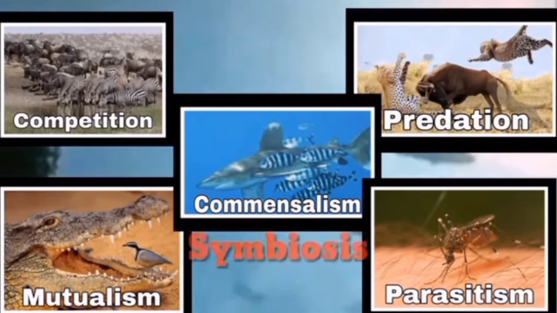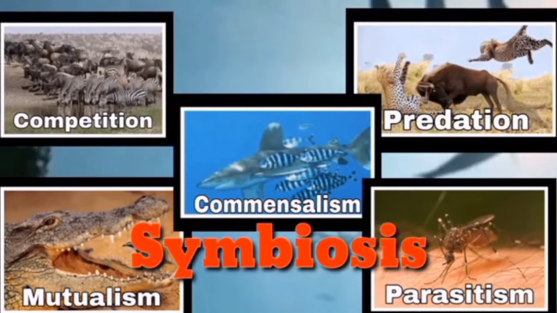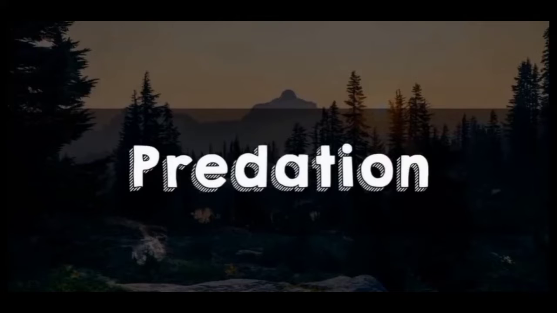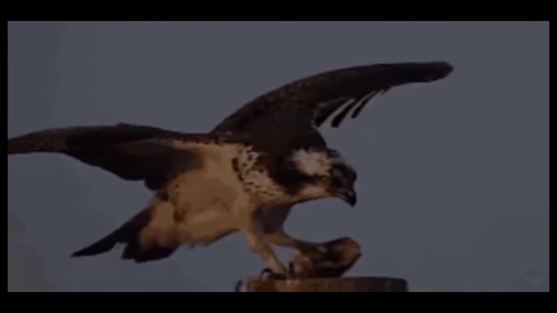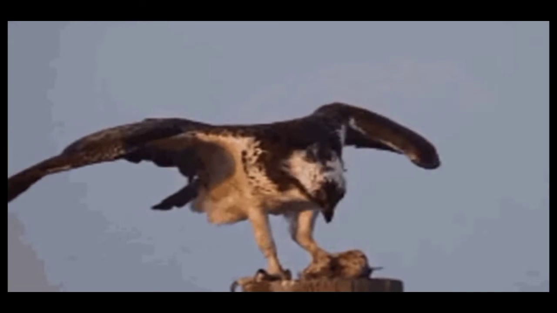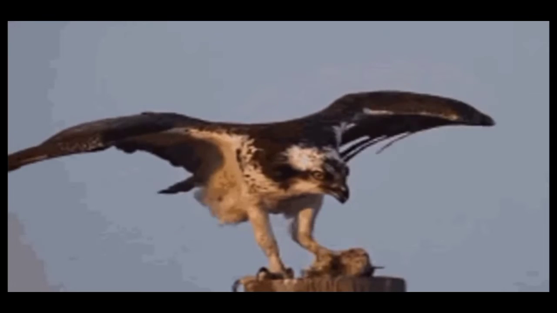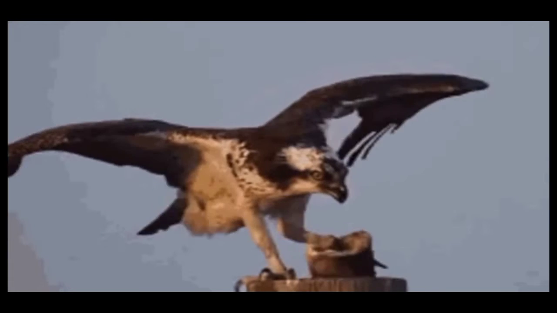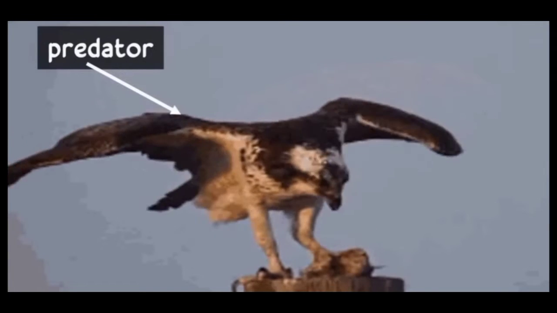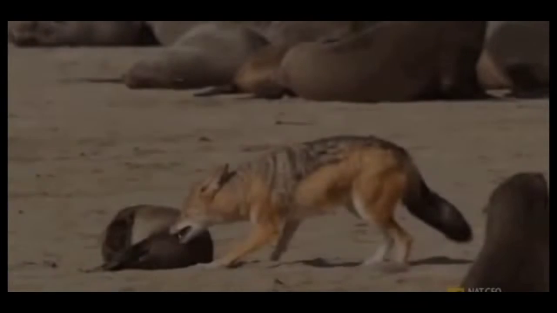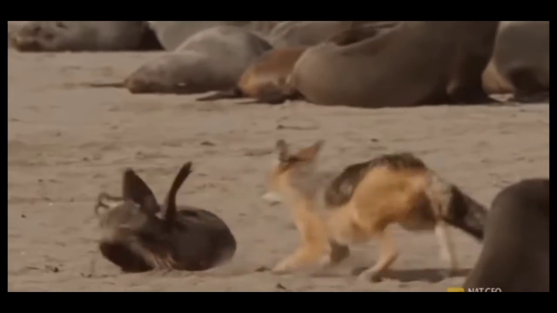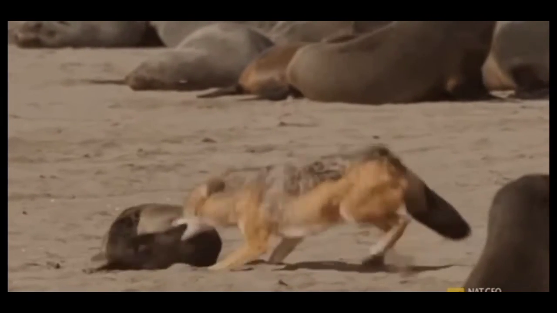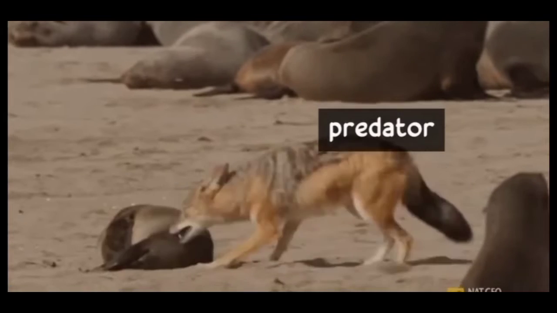Symbiosis refers to a close relationship in which one or both organisms obtain a benefit. When one organism kills and eats another one, the relationship is called predation. For example, in this illustration, we can see a hawk eating a fish. The animal that eats is called the predator, and the animal which is eaten is referred to as the prey. Another example is this one. We can see a wolf eating a sea lion. The wolf is the predator and the sea lion is the prey.